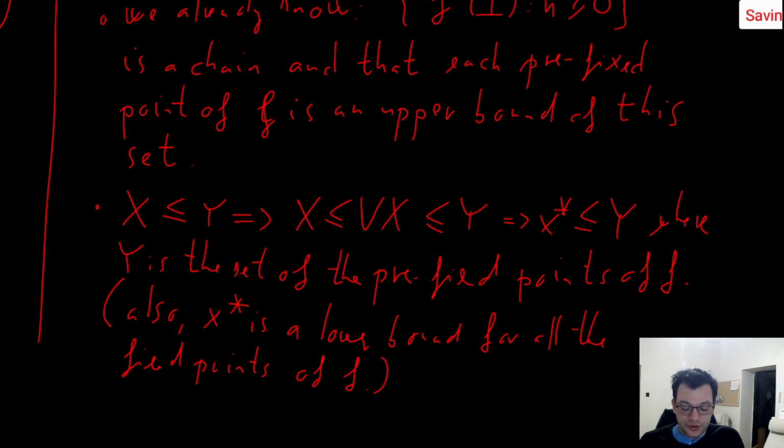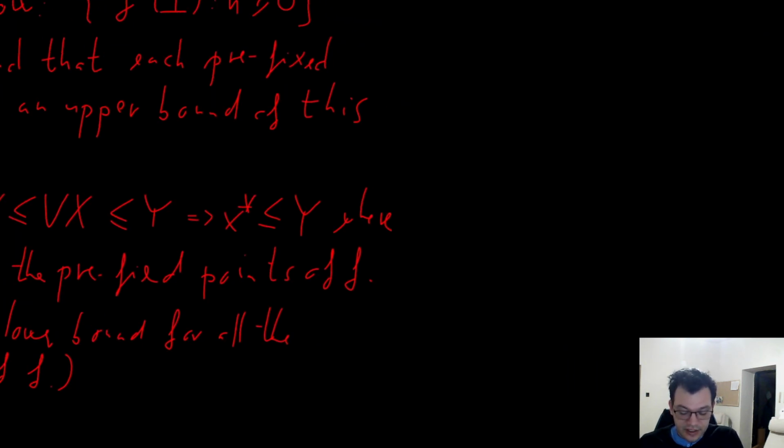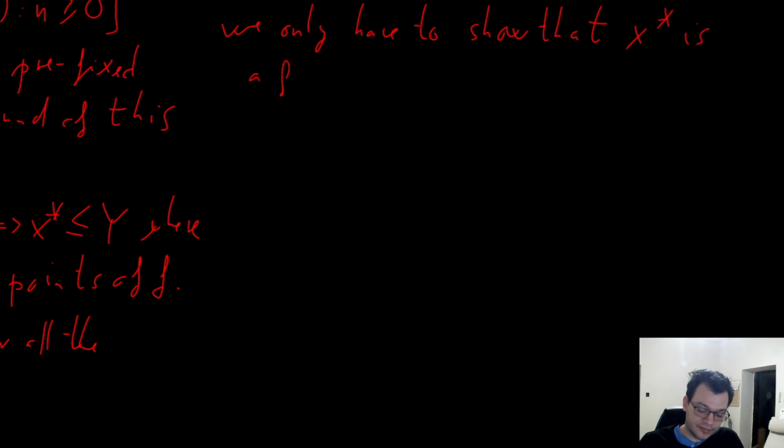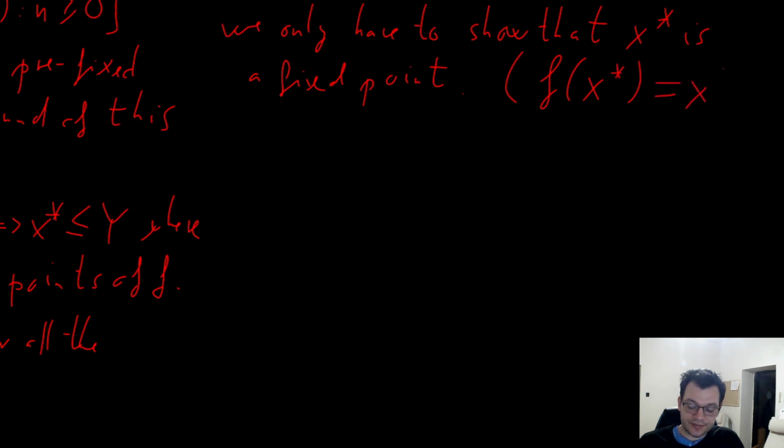So we only have to show that x star is a fixed point. Well, okay, let's do this. So this means that I have to show that f of x star equals x star.